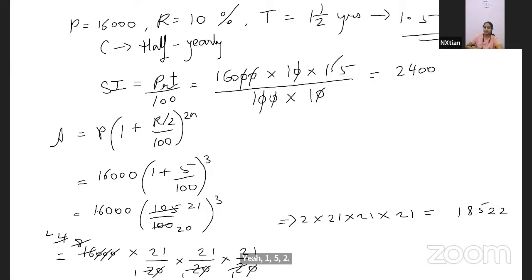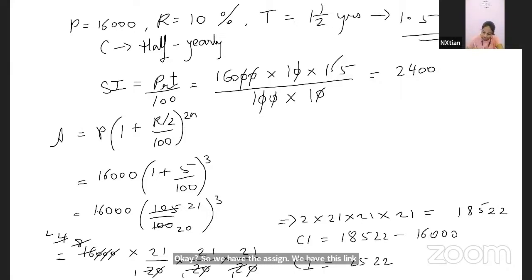Now we will calculate the CI, the compound interest. So CI equals A minus P. Ma'am, 2522. Very good. So 18,522, that is amount, minus 16,000, that is principal. So CI will be 2,522. So we have the SI, we have the CI. Ma'am, isn't the difference between the CI and SI 122? Yes, ma'am, that's correct.